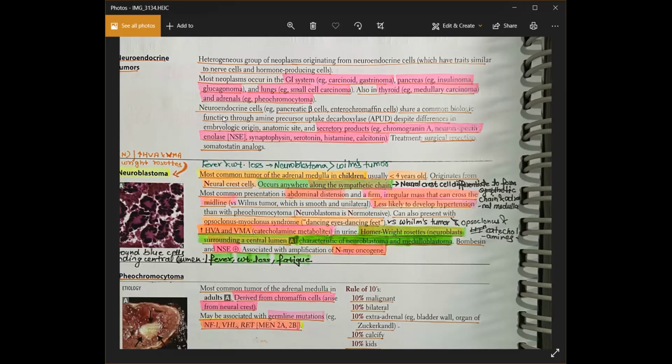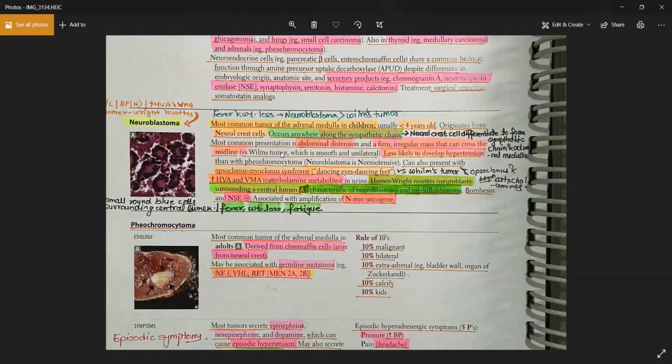So they all secrete products like chromogranin A, which we can detect, neuron-specific enolase, which we can detect, synaptophysin, which we can detect. Many of the tumors secrete serotonin, which we can detect easily. Many of them secrete histamine, many of them secrete calcitonin, and we can detect every one of these secreted products. Okay, what is the treatment? Treatment will be surgical resection, and for any neuroendocrine tumor, you can always use somatostatin. Very important.